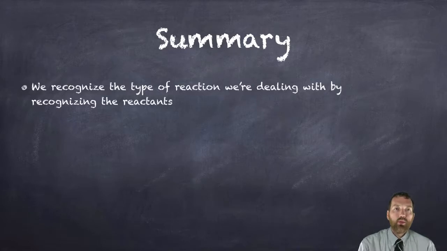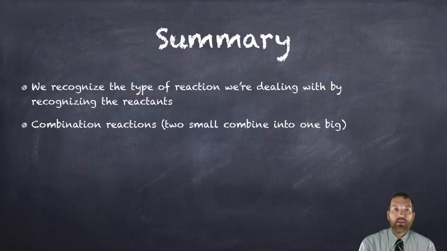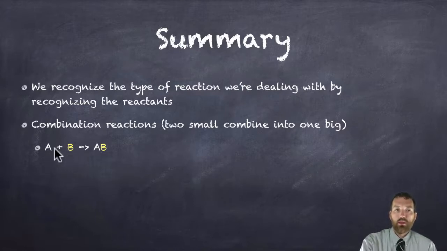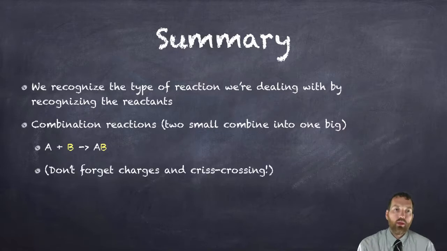So in summary here, we can recognize the type of reaction we're dealing with by recognizing the reactants. So far we've learned two types of reactions. In a combination reaction, you recognize two small elements combining to make one big one. Every combination or synthesis reaction will look like this. A plus B makes AB. So two separate things combine to make one bigger thing.